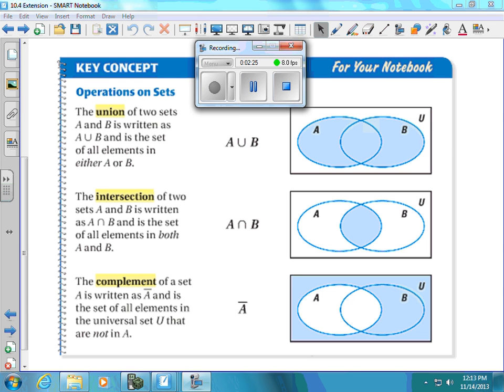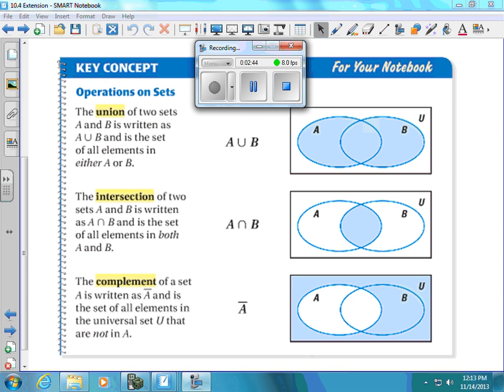Notice that it's all white outside of the two egg-shaped objects, ellipses or whole circles here, let's call them egg-shaped. Everything else is blank. Anything not in A or B is not included. Anything in A or B is fair game.